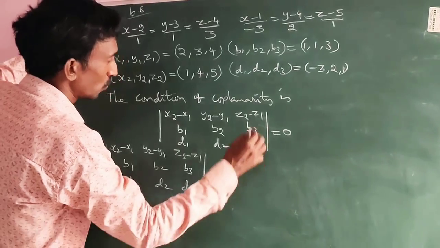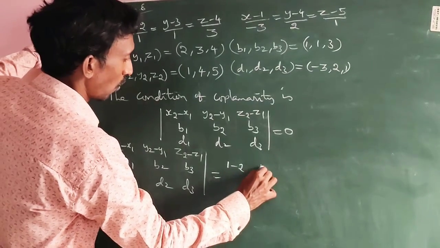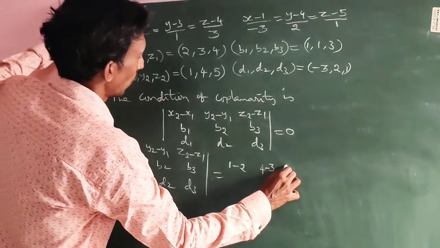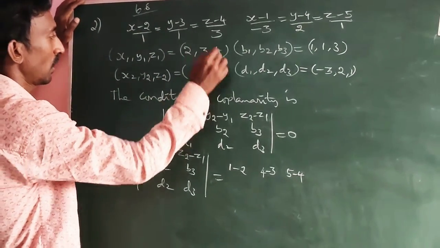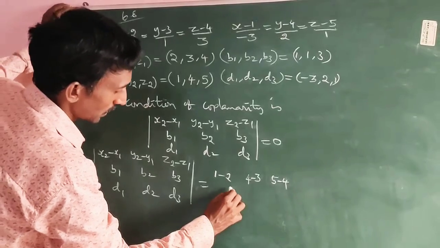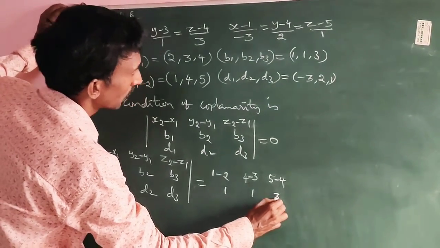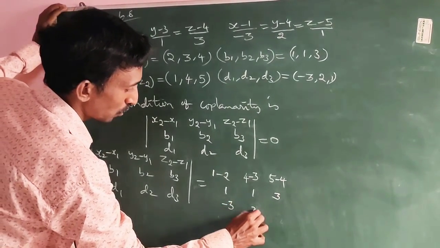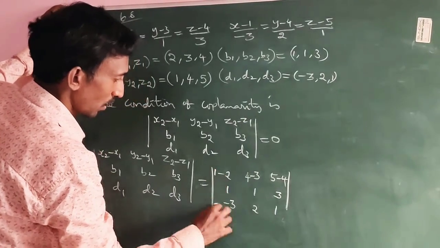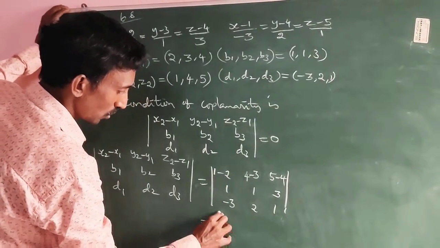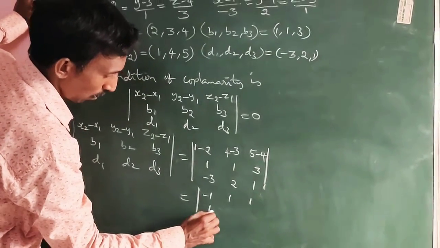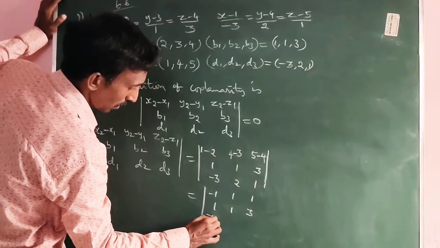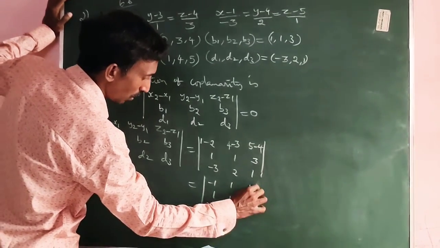1 minus 2, 4 minus 3, 5 minus 4. Next 1, 1, 3. So minus 3, 2, 1. Okay. So what is the determinant value? Minus 1, 1, 1, 1, 1, 3, minus 3, 2, 1.